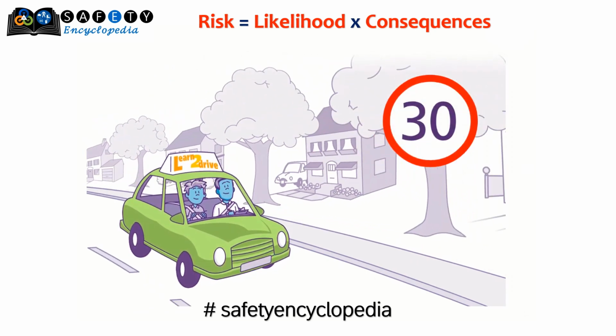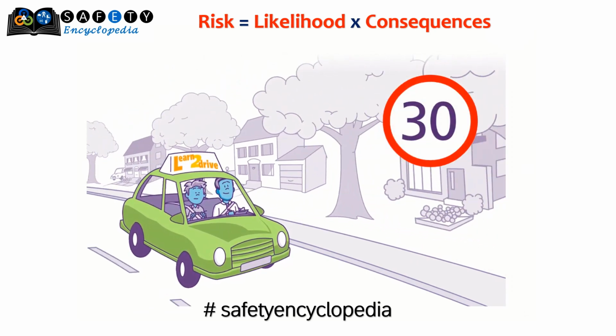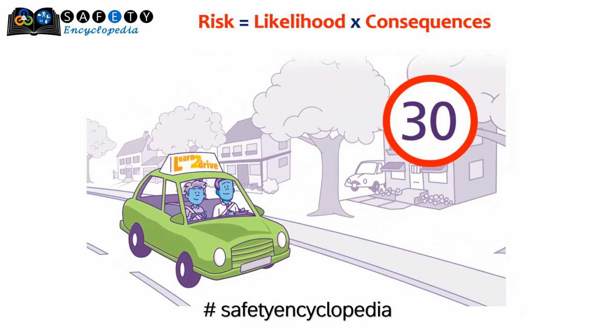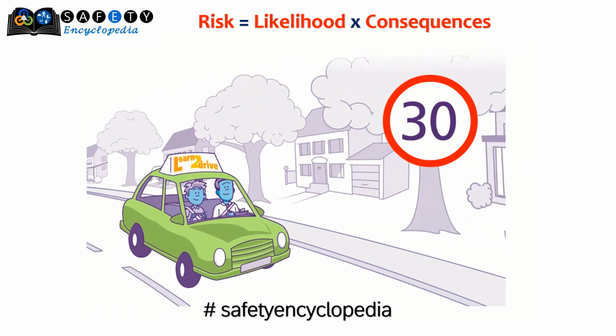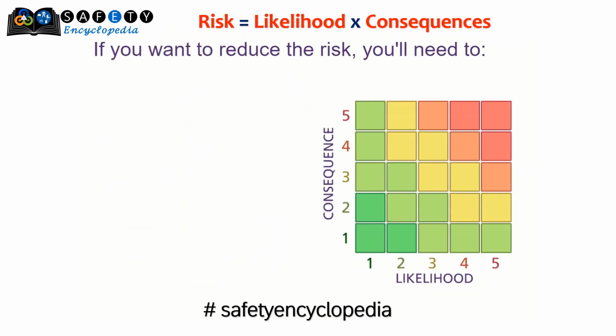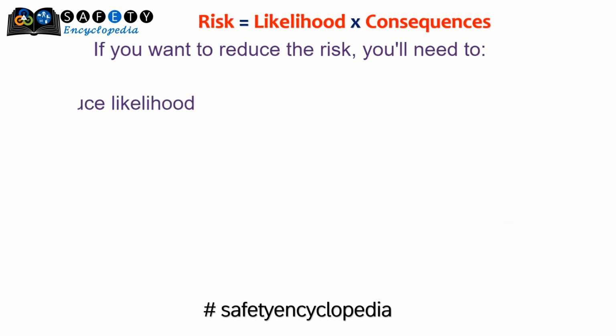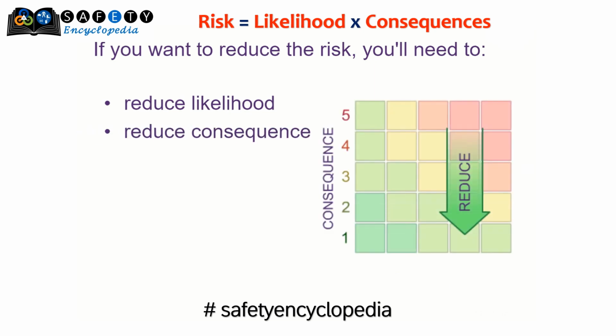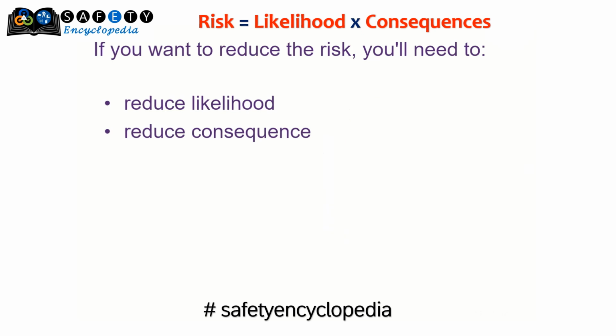Reducing the speed of the vehicle will help in reducing the consequences of an accident, which ultimately helps to control or mitigate the overall risk of an accident happening. The key to risk reduction lies in reducing either or both of the factors that combine to give the level of risk. In other words, if we want to reduce risk, we need to look at A. Reducing the likelihood of the hazardous event happening. B. Reducing the consequence of the hazardous event.